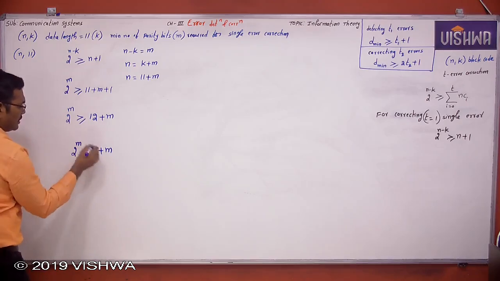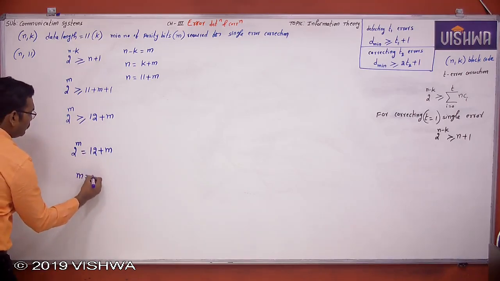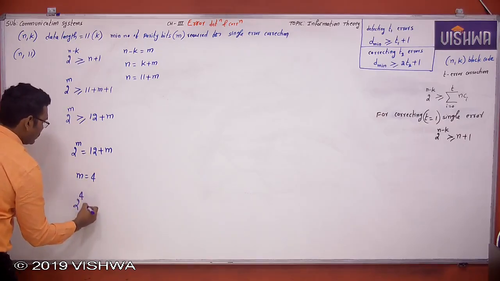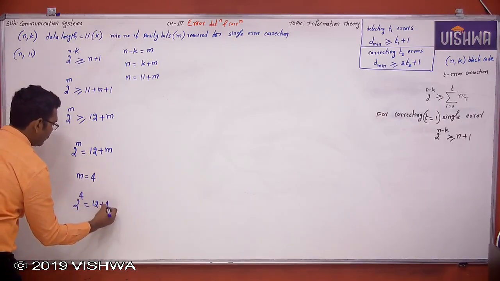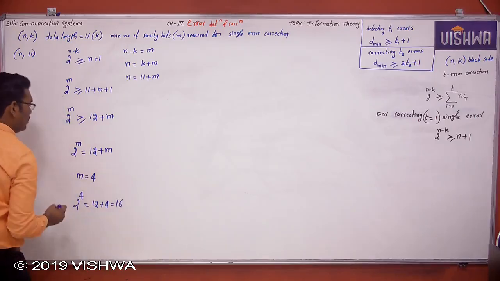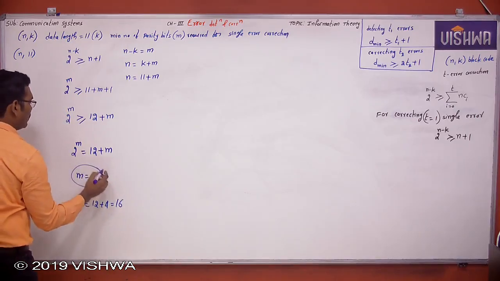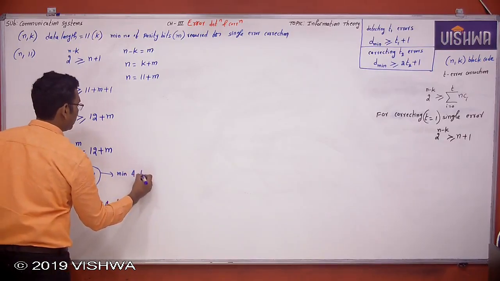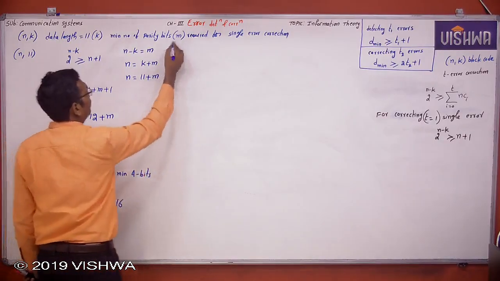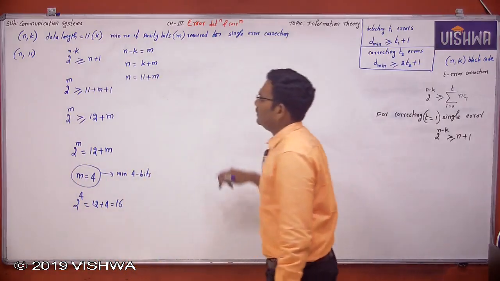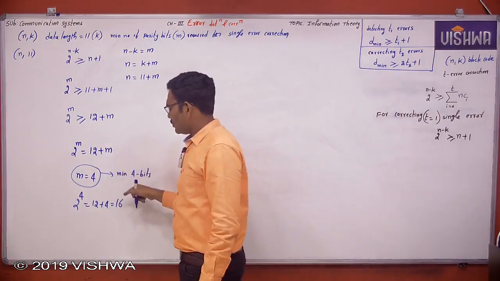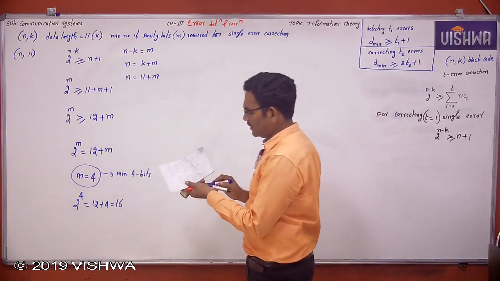This condition is satisfied where m equal to 4, which is 2 power 4 equal to 12 plus 4, which is equal to 16. So when m equal to 4, therefore minimum 4 bits are required for single error correction. So here the answer to the question is 4 bits are required for single error correction.